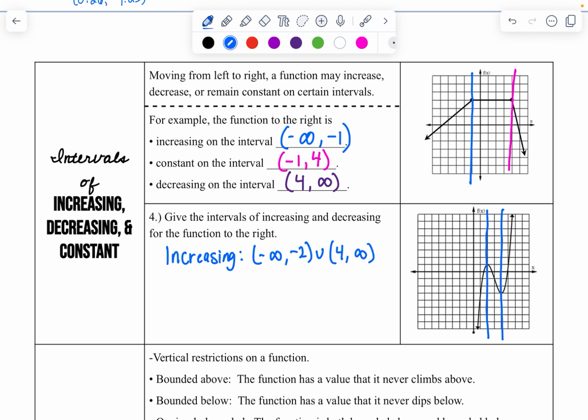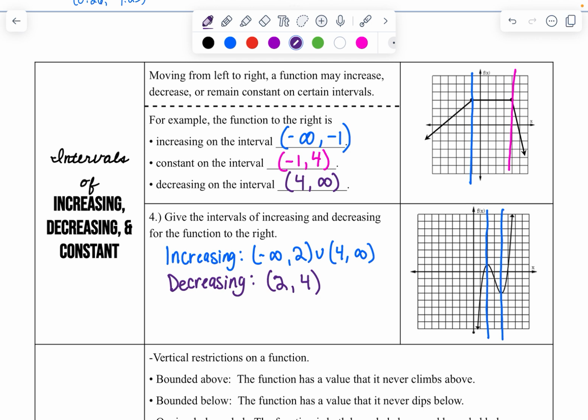This function is not constant anywhere on this graph. It's not flat. In between those two values is where it's decreasing. So we will say decreasing on the interval from, I'm not sure why I put a negative there. That was +2. Sorry, we are decreasing between +2 and +4.